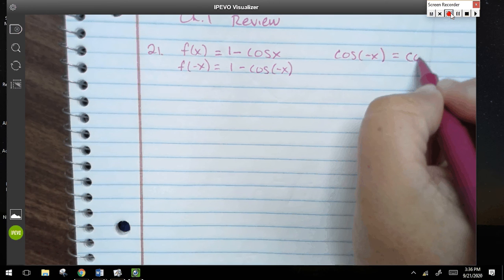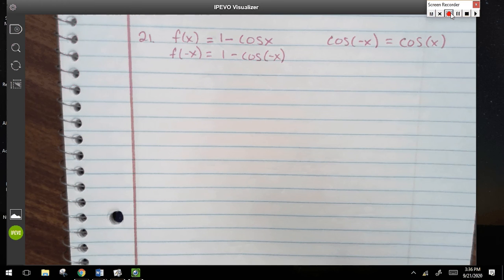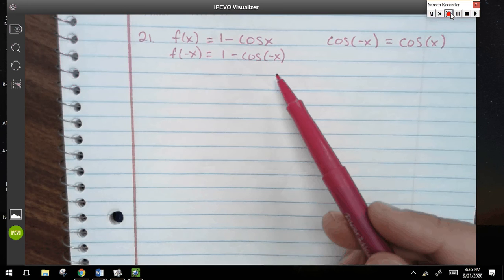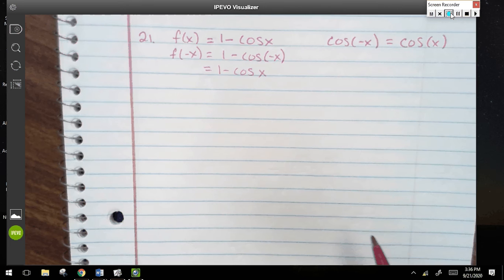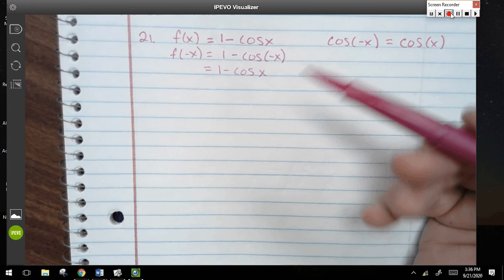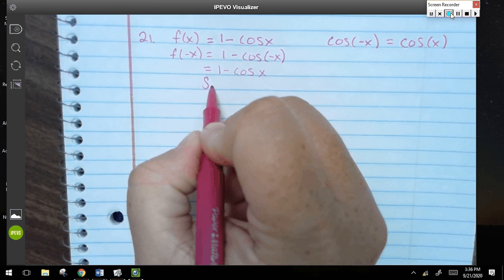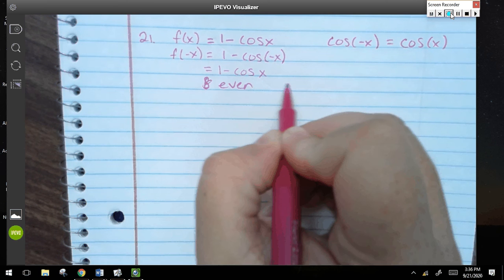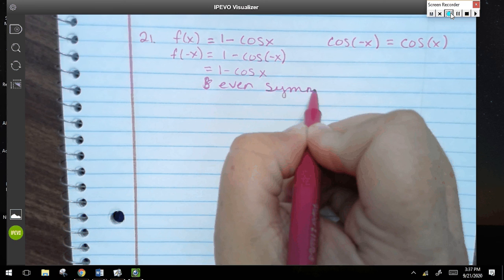So here, this becomes 1 minus cosine x. It's easy to see that the first equation and the f of negative x are exactly the same. When they are exactly the same, then I know that this is even symmetry. This is an even function. All right, let's do another one. Number 22 starts to get a little bit harder.